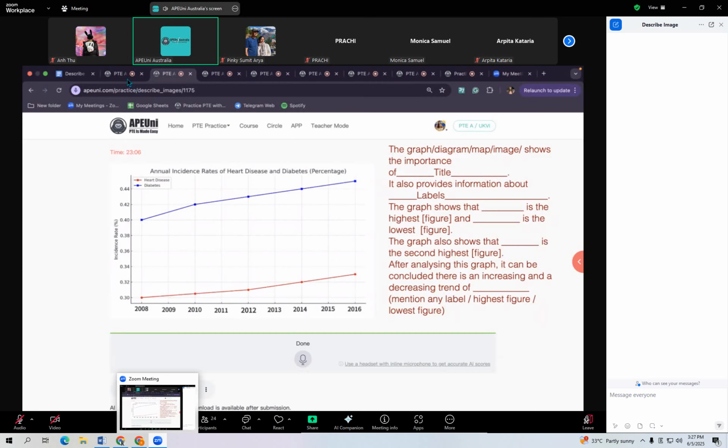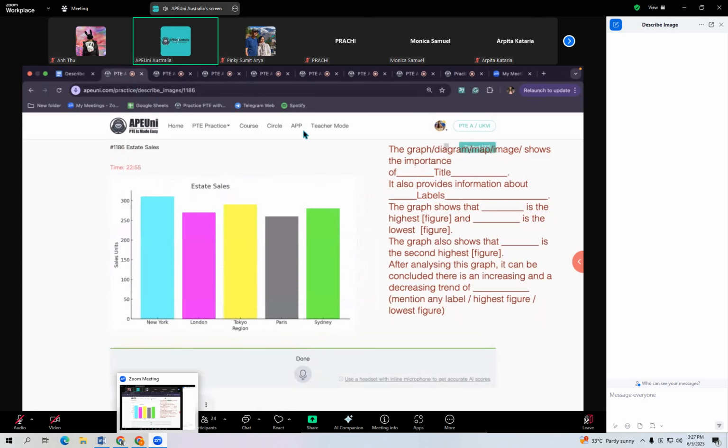Right? Similarly, if I want to describe this image, I will follow the same process. The image shows the importance of estate sales. It also provides information about New York, London, Tokyo region, Paris, Sydney. The image shows that New York is the highest, more than 300 sales units, and Paris is the lowest, 250 sales unit. The image also shows that Tokyo region is the second highest, a little bit more than 250 sales unit. After analyzing this image, it can be concluded that there is an increasing trend of New York and a decreasing trend of Paris. Right?